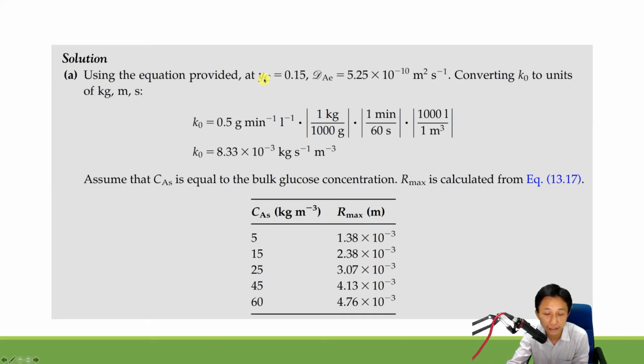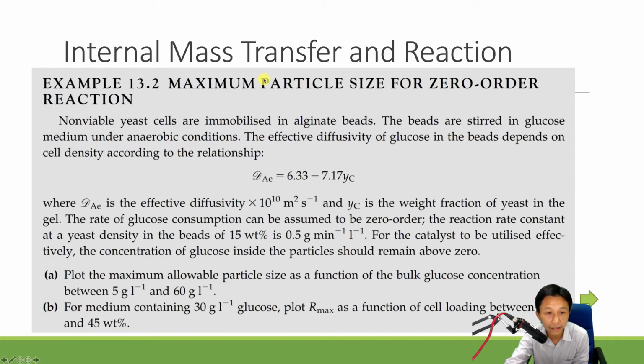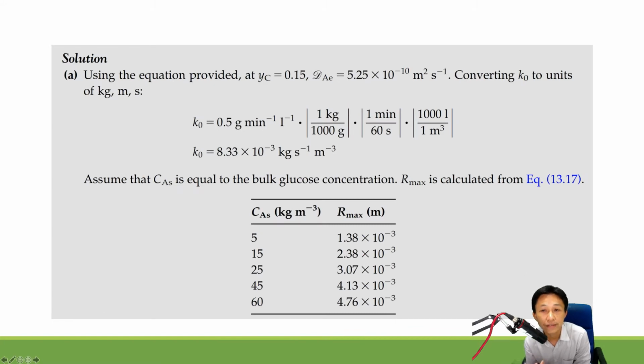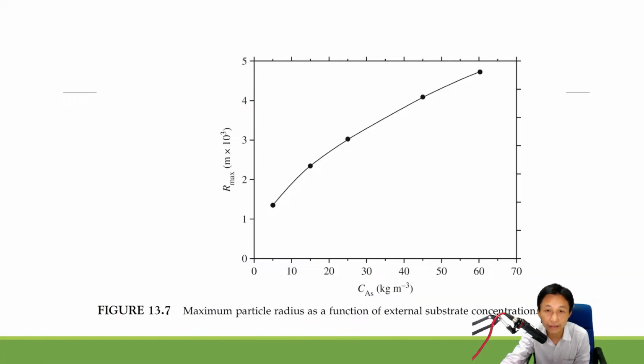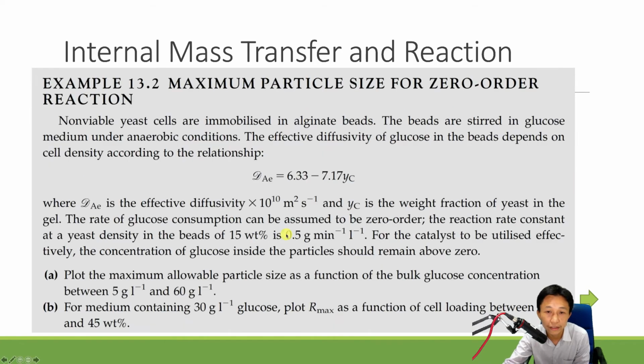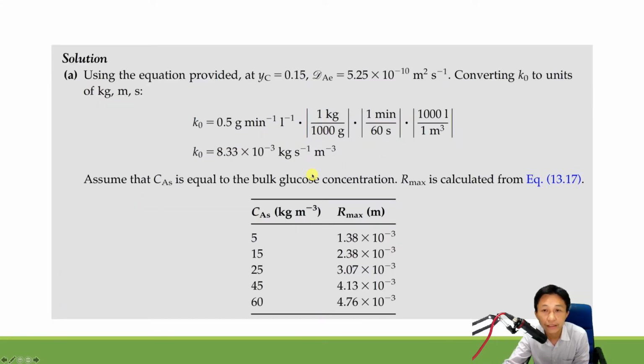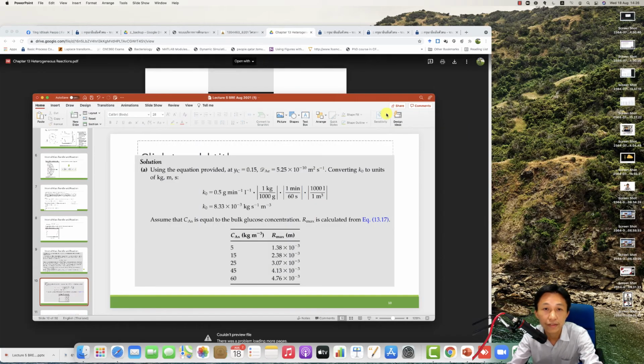This is yeast, 5%. Okay, yeast percent YC. And then we calculate diffusibility of this one. Convert to kilogram. Okay, we convert K0. This is a constant to kilogram. And we calculate the Rmax from 13.7.